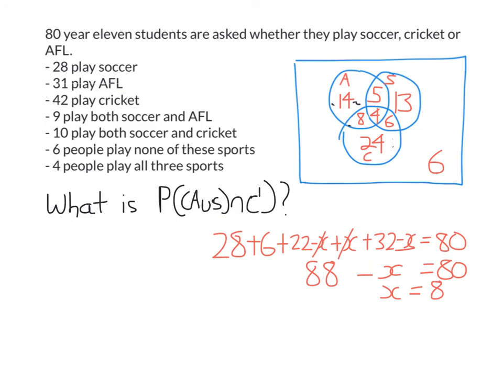So it would be 14 plus 5 plus 13 over 80, which gives us 32 over 80, 2 over 5, or 0.4.